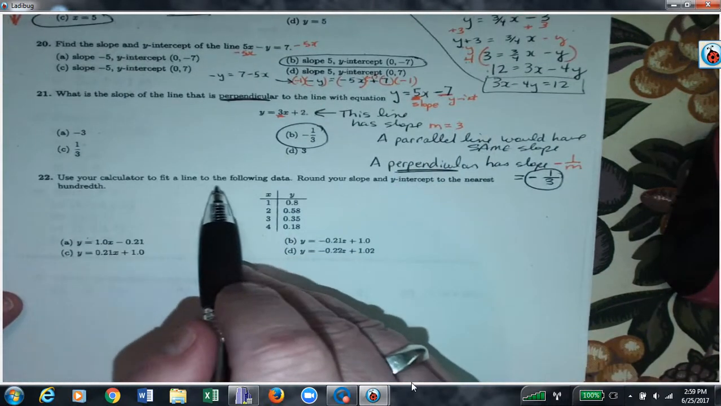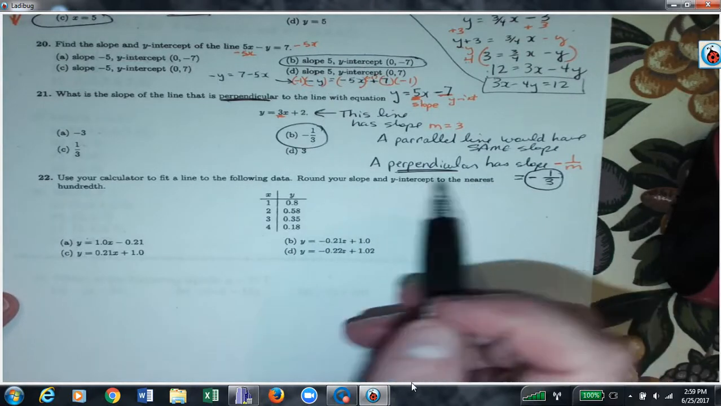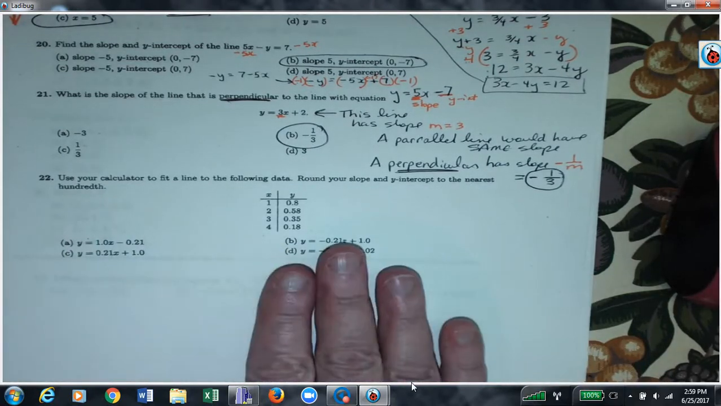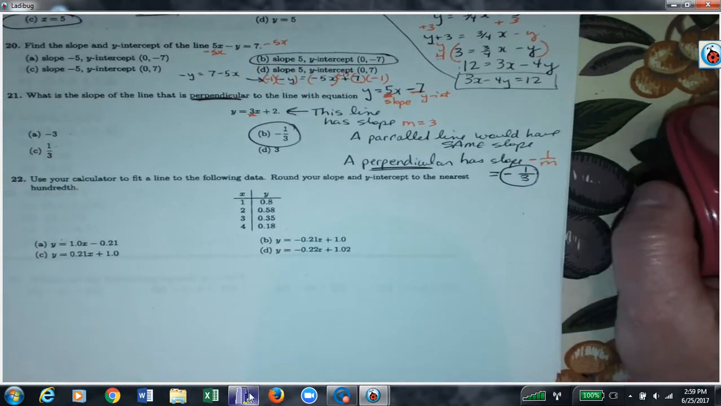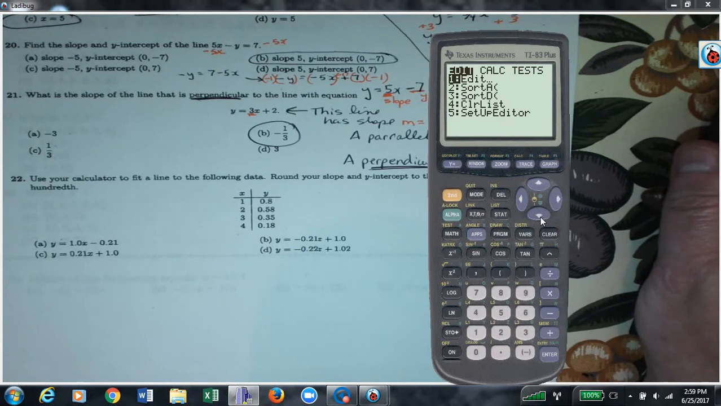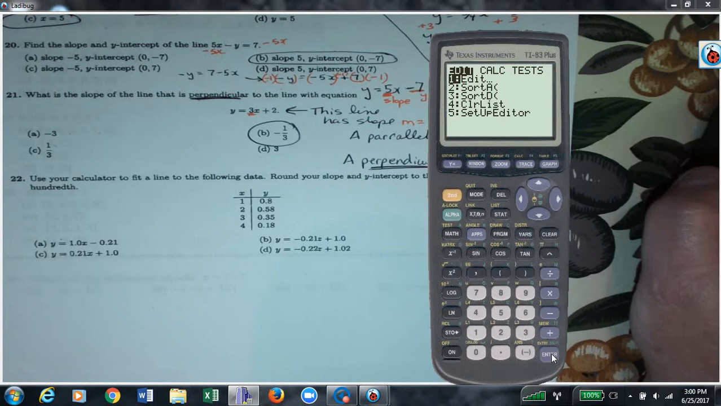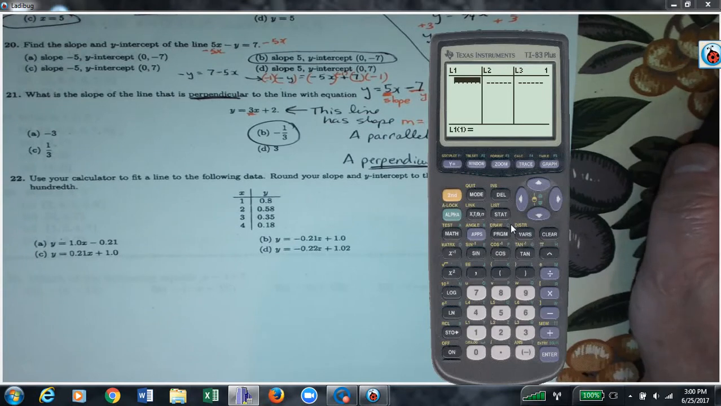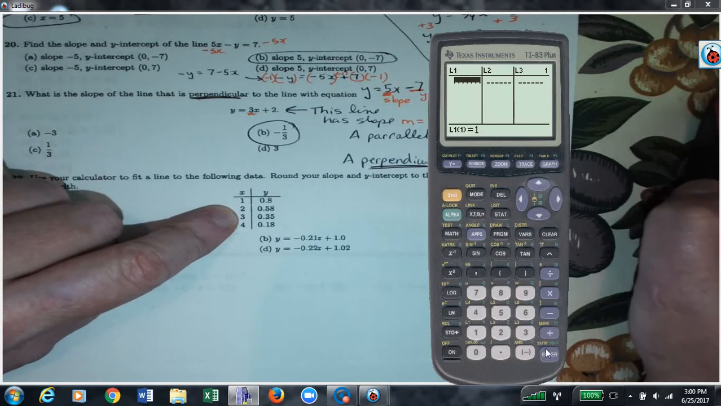Use your calculator to fit a line to the following data. Round your slope and y-intercept to the nearest hundredth. Okay, so we had these in the video lecture, and we have to use our calculator with this. So let's make sure I've got some lists cleared. So let me clear out list 1 and list 2. Okay, you can go to Stat, go to the editor. Now, in the first list, I want all of my x coordinates.